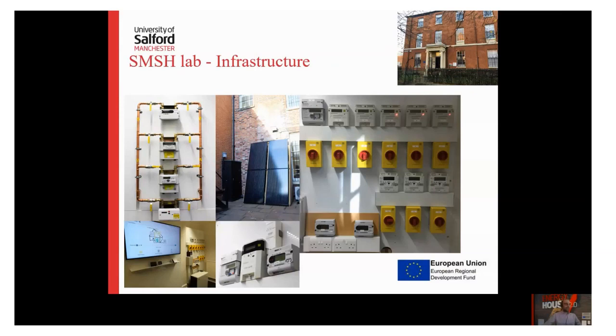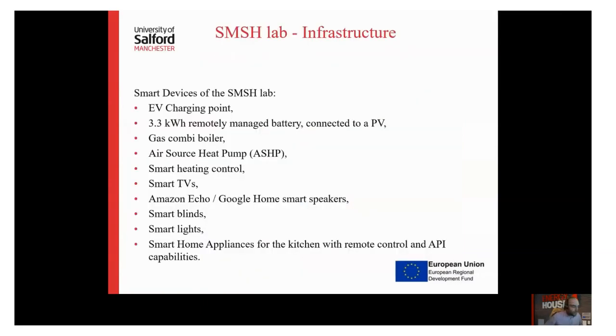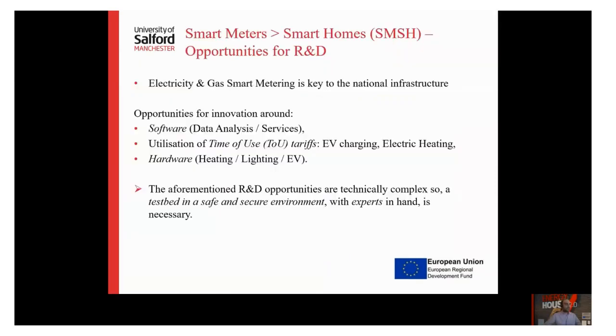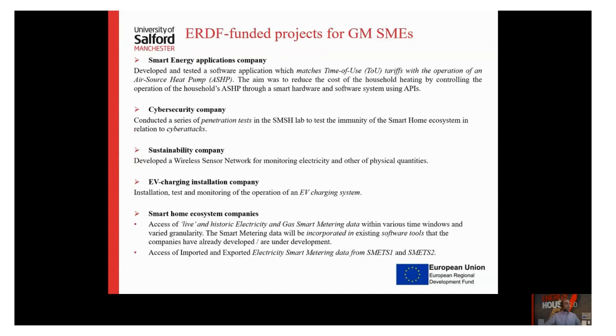The Smart Meter Lab is organized in 3 rooms. One room is the control room, and the other 2 rooms are the smart kitchen and the smart living room, where we have a variety of smart devices. Here are a few photos from the smart kitchen and the smart living room. The Smart Meter Lab provides a unique opportunity for innovation around software as well as hardware, and provides a test bed in a safe and secure environment.